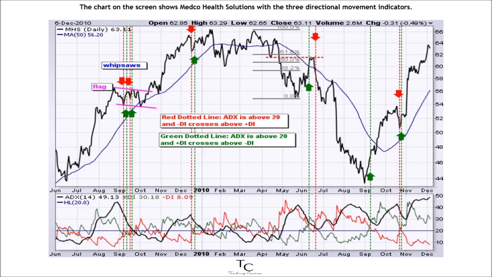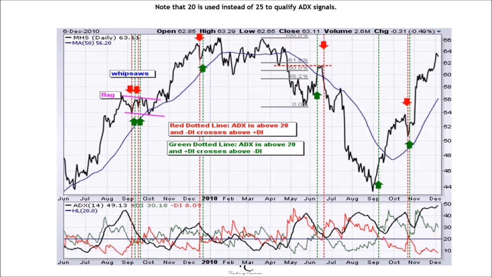The chart on the screen shows Medco Health Solutions with the three directional movement indicators. Note that 20 is used instead of 25 to qualify ADX signals. A lower setting means more possible signals. The green dotted lines show the buy signals and the red dotted lines show the sell signals. Wilder's initial stops were not incorporated in order to focus on the indicator signals.